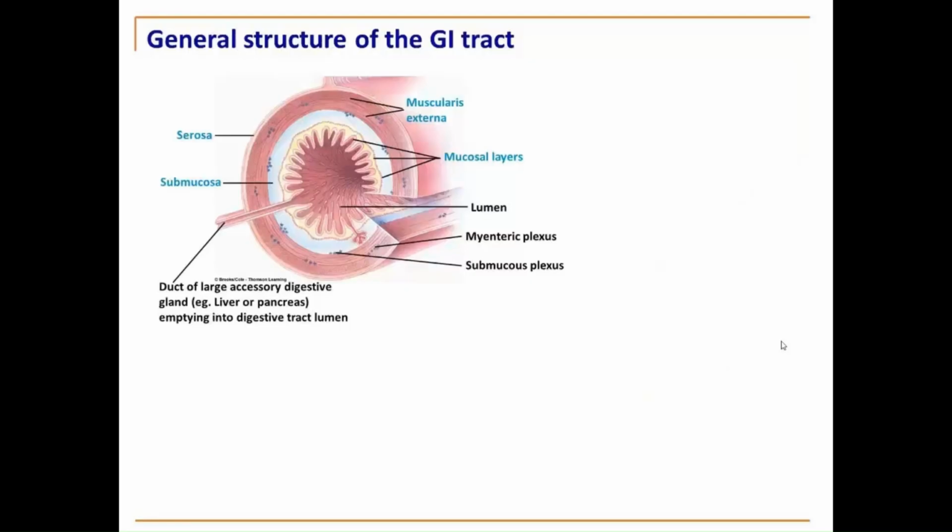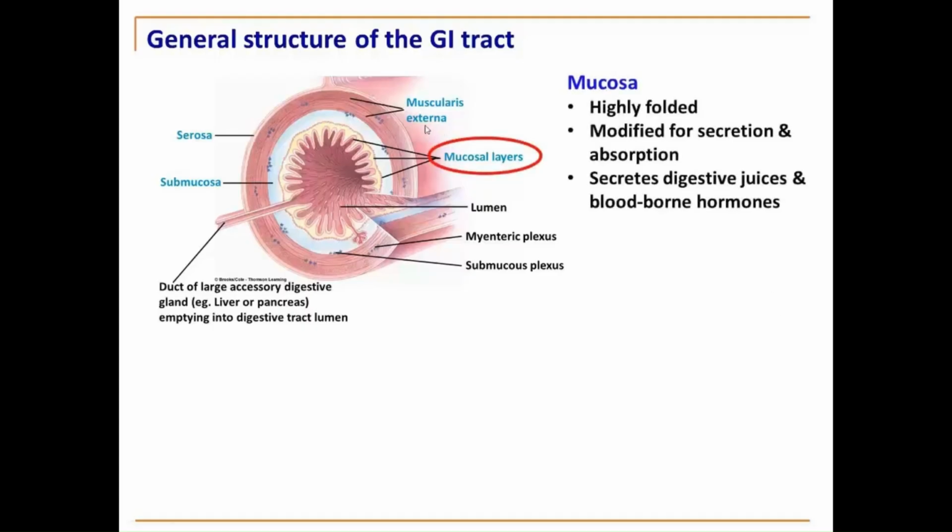So now we'll take a look at the general structure of the GI tract. As you can see in the middle, we have just the lumen, and this is where the food is coming in. And then we have these mucosal layers. These are highly folded, in particular in some parts of the GI tract, and that helps to increase surface area, of course, for efficient digestion and efficient absorption. It's modified for secretion and absorption, hence lots of those folds.